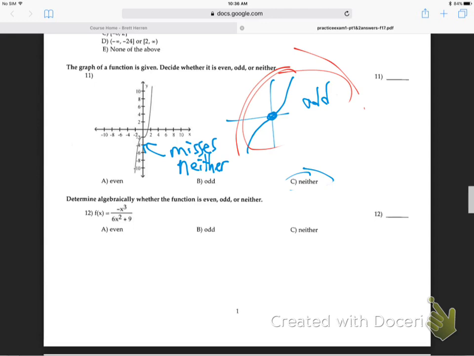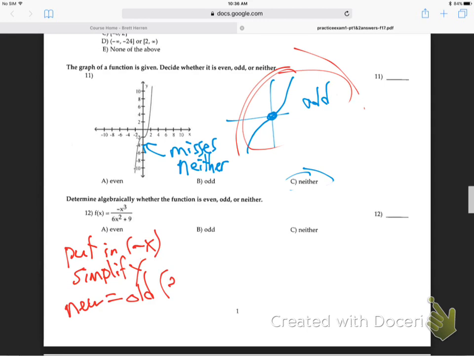All right. So let's try number 12. We got a picture, even, odd, or neither. Now, how do you take a function, even, odd, or neither? Replace x with negative x. Yeah, we stick in negative x. Remember that? Put in parenthesis negative x, and then simplify. Look back at the notes. And if the new is equal to the old, that means even. And if the new is equal to negative 1 times the old, that means odd. Otherwise, neither. Remember that? Stick in negative x, simplify, and see what you got.